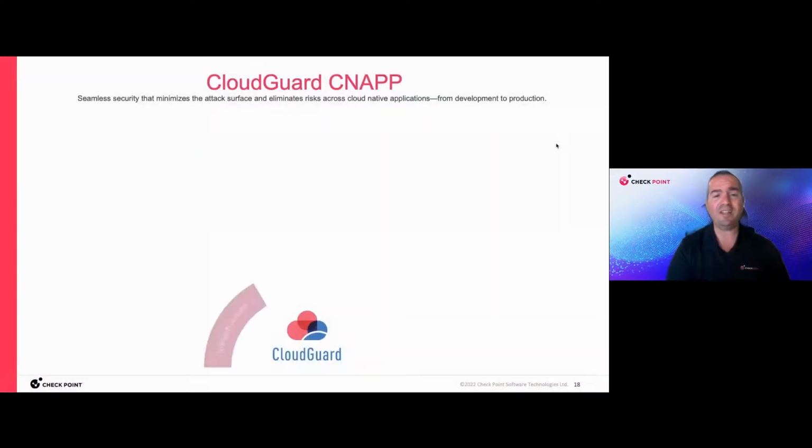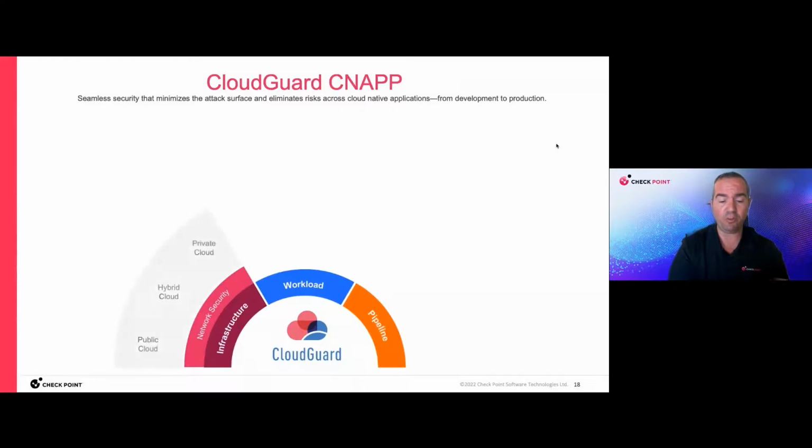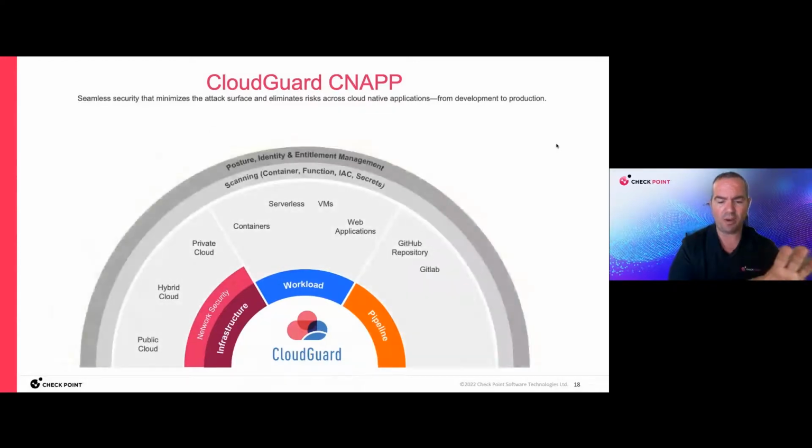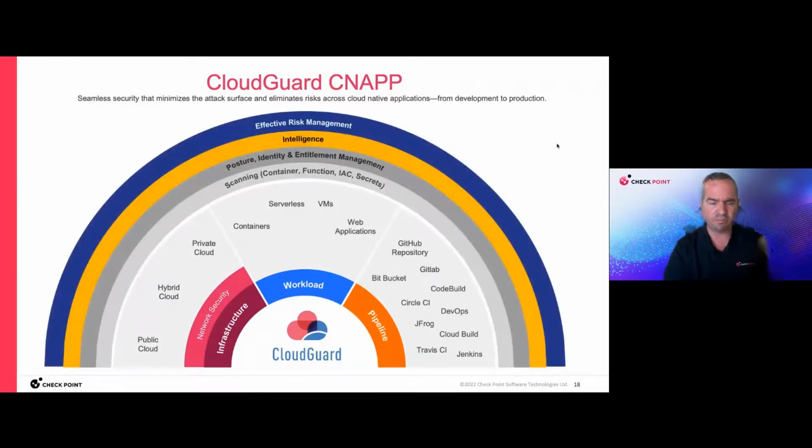When we look at the entire family of what we do, we focus on 3 main areas. One is the infrastructure itself. Check Point, you might know, came from the network security space, supporting whatever type of cloud you have, be it public, hybrid, or private cloud. Next thing, if you remember the block diagram I started with, is how do we secure the workloads? How do I secure the containers, the serverless functions, the VMs? How do I secure the web applications on top of it?